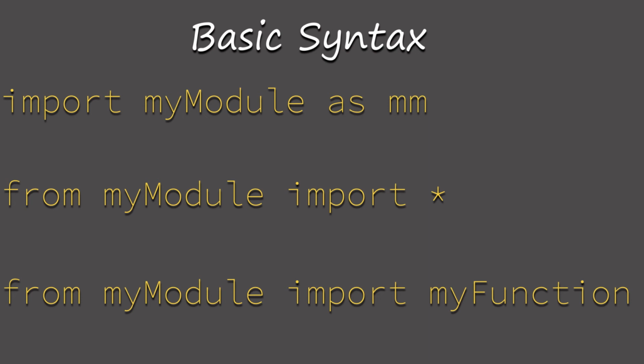The first way is to import mymodule as a name to be used in your script. The next one is from mymodule import everything, which can be done with an asterisk. And the third way is from mymodule import a specific function. All these three ways work, but there are details that I will tell you when we use all these statements in the IDE.